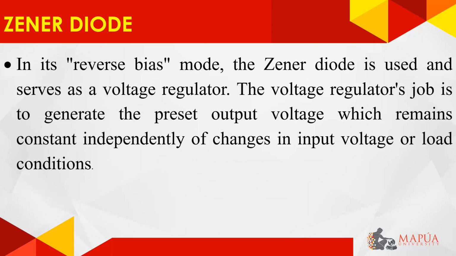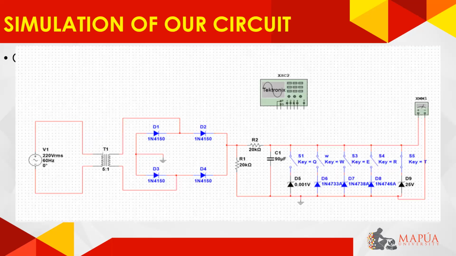The Zener diode. In its reverse bias mode, the Zener diode is used and serves as a voltage regulator. The voltage regulator's job is to generate the preset output voltage, which remains constant independently of changes in input voltage or load conditions. And this is the simulation of our circuit, as you can see. So I will now be discussing the simulation of our circuit.